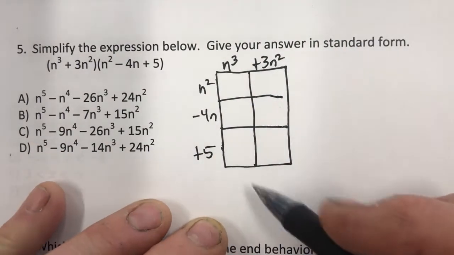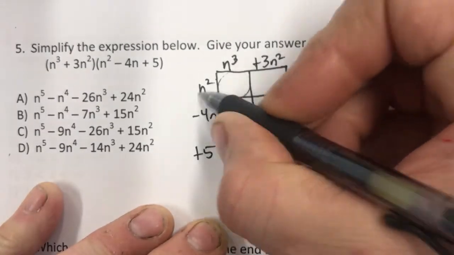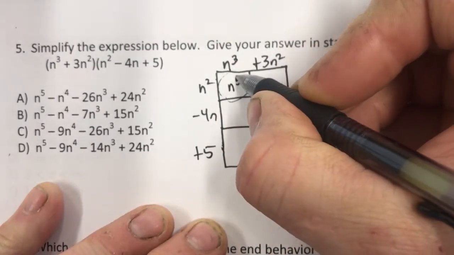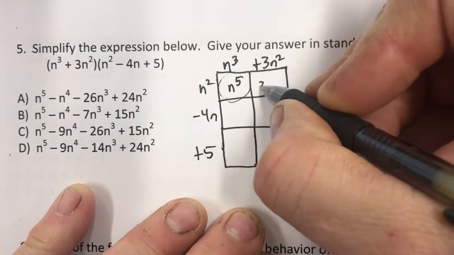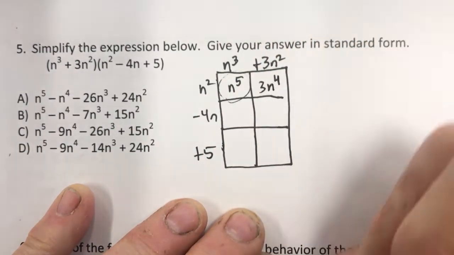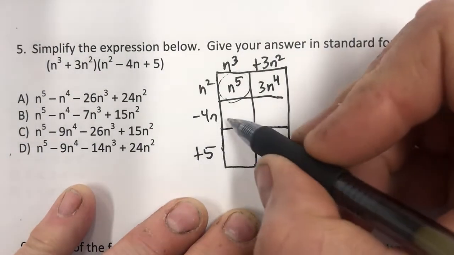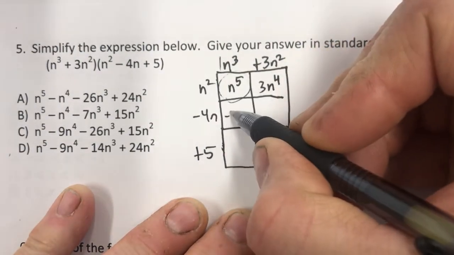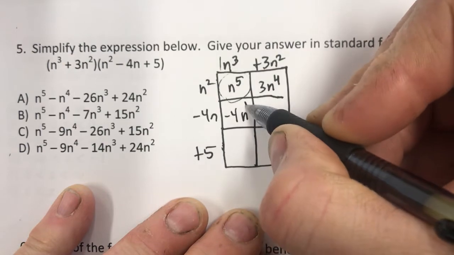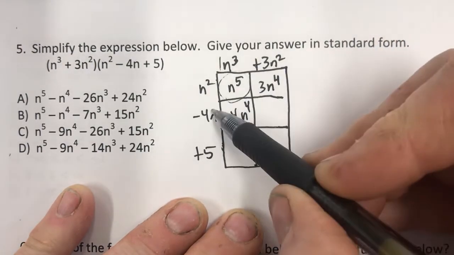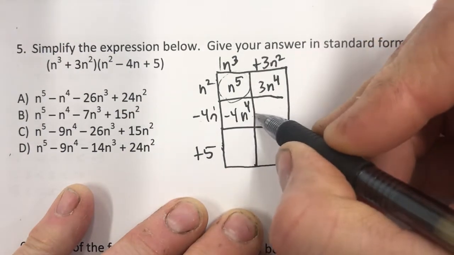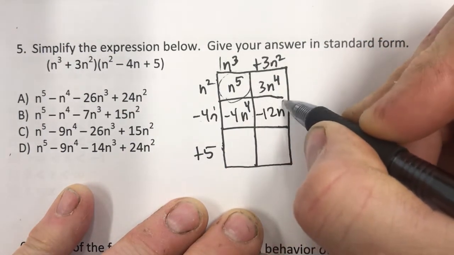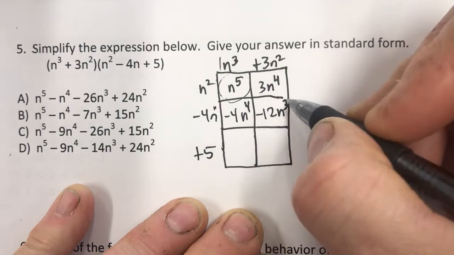And then each square is a product. So right here, this is n to the third times n squared, which would be n to the 5. Right here, 3 times 1 would be 3, and then I've got n to the 4th. And in here, I got 1 times negative 4, which is negative 4, and that would be n to the 4th. So I got 3 there and 1 there, so 3 plus 1 would be 4. Right here, negative 4 times 3 would be negative 12, and that'd be n to the 3rd. I got 1 there and 2 there, which is 3.